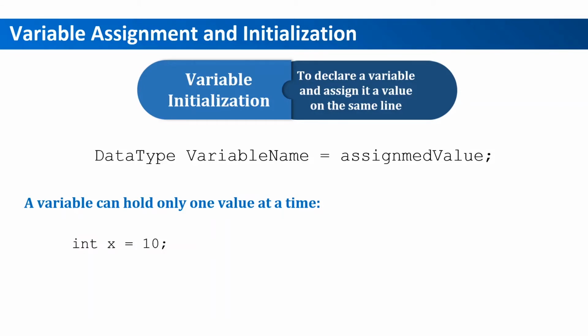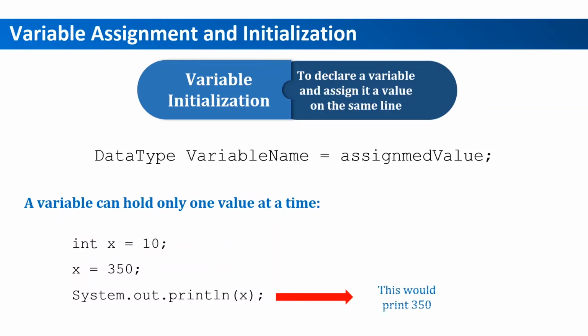Remember, we mentioned that the variable on the left side could only hold a single value at any given time. So in this example, if you decide to assign x a different value later in your code, let's say 350, then try to print the content of x, then the System.out.println statement is going to print the 350. This is because the 350 will override the 10.